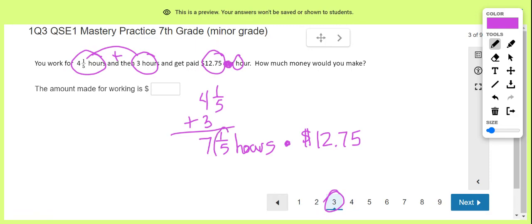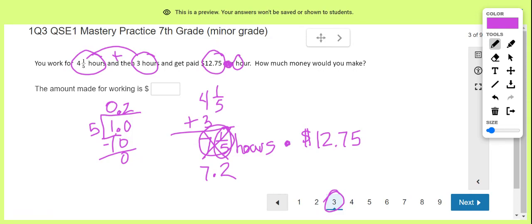So the only conversion we really need to focus on here is going to be 1/5. So 1 divided by 5 as a fraction becomes 1 going inside long division, divided by 5 on the outside. So 1 out of 5 is going to be 2 out of 10. 2 times 5 is 10. So this becomes 7.2. So we're going to use 7.2 times 12.75.